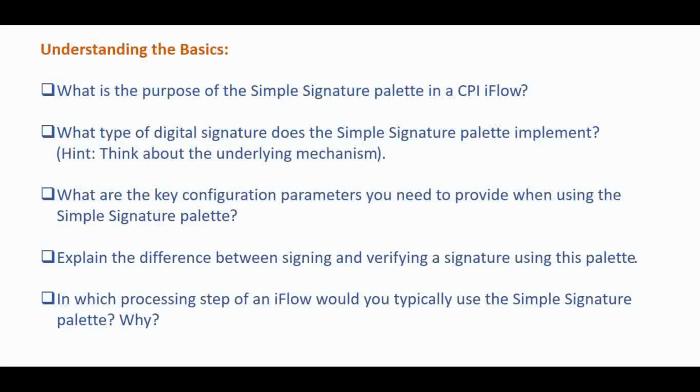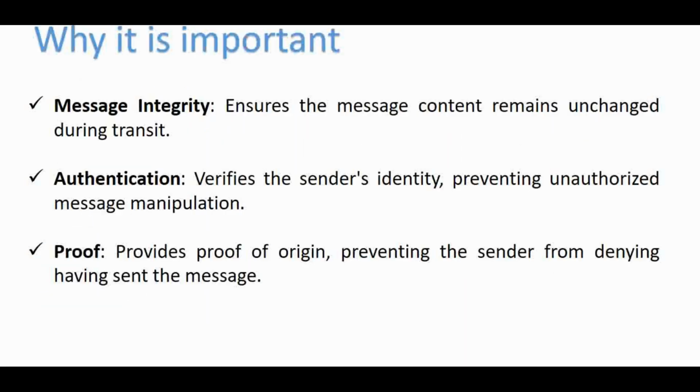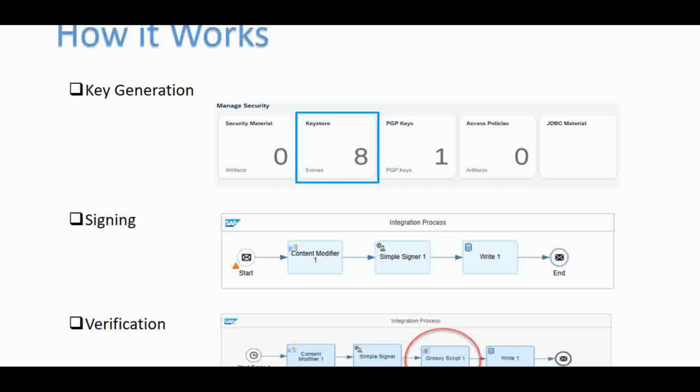So basic questions. What is the purpose of the simple signature palette in a CPI flow? Next question: what type of digital signature does the simple signature palette implement? You can refer back to the key store section and the kind of key store we are creating, that you can verify. What are the key configuration parameters you need to provide when you are using a simple signature? We can refer to these sections, right? Key generation, signing and verification.